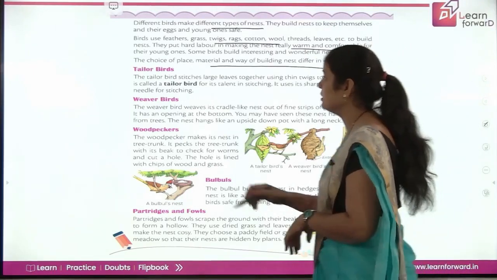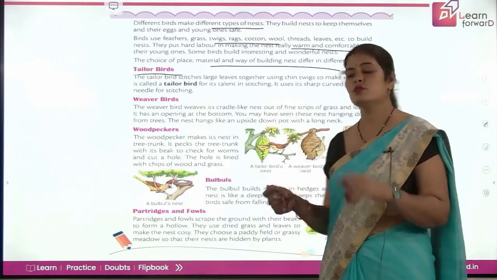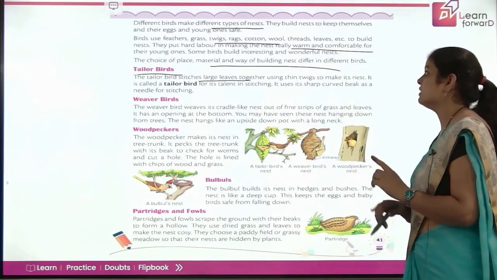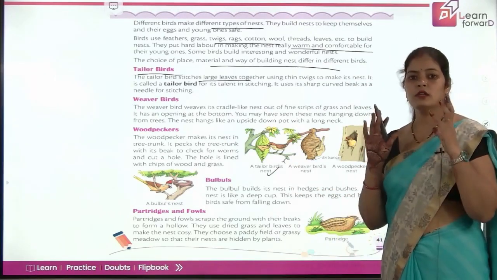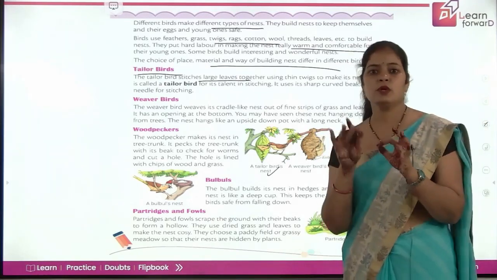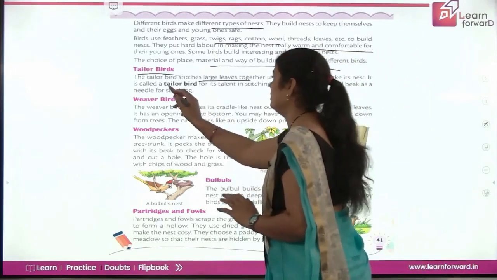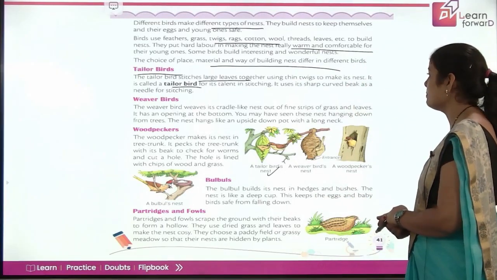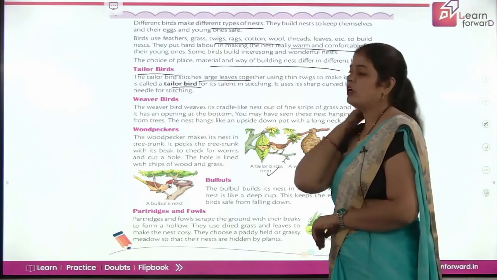First one is the tailor bird. So what is the meaning of this word? Tailor. A tailor is someone who stitches clothes for you. The same goes with this bird. The tailor bird stitches large leaves together using thin twigs. It uses large, big leaves and stitches them together using its beak to make a wonderful nest. So it is called a tailor bird for its talent in stitching. It uses its sharp curved beak as a needle for stitching.